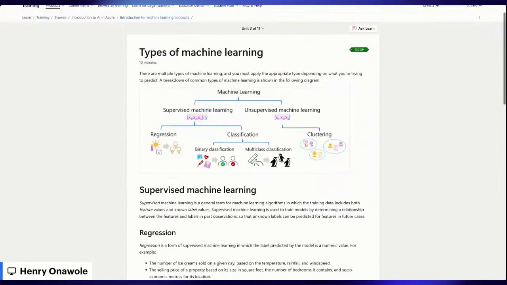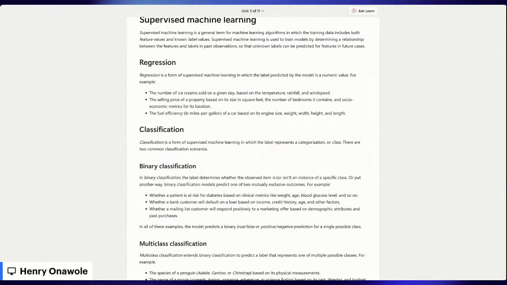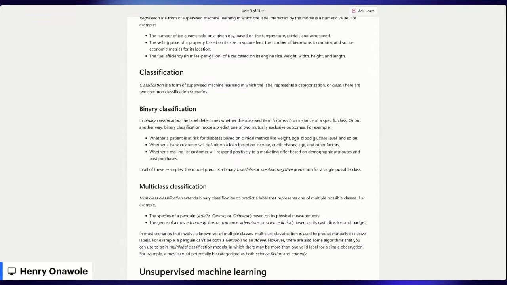the next. Under supervised machine learning, we have classification. Classification is a form of supervised machine learning in which the label represents a categorization or class. There are two common classification scenarios. One is binary classification and the other is multi-class classification. In binary classification, the label determines whether the observed item is or isn't an instance of a specific class. Or, put another way, a binary classification model predicts one of two mutually exclusive outcomes.